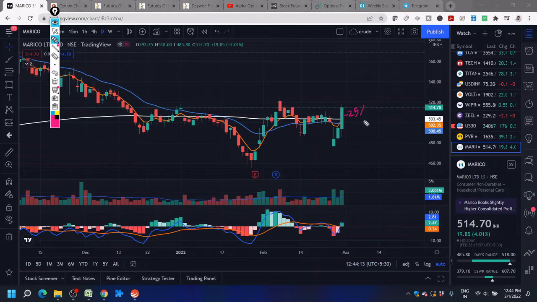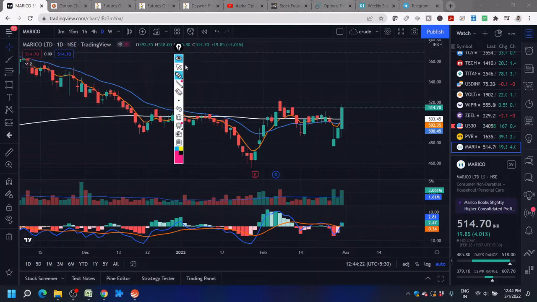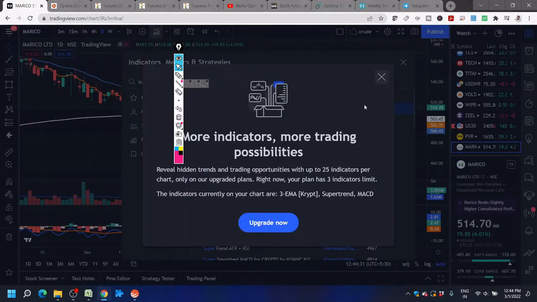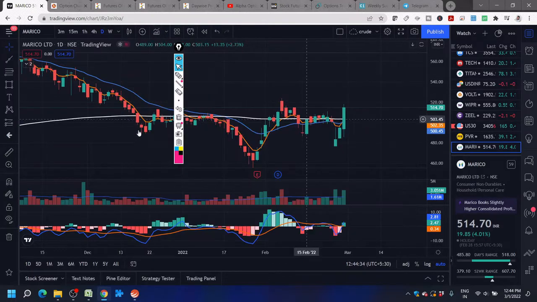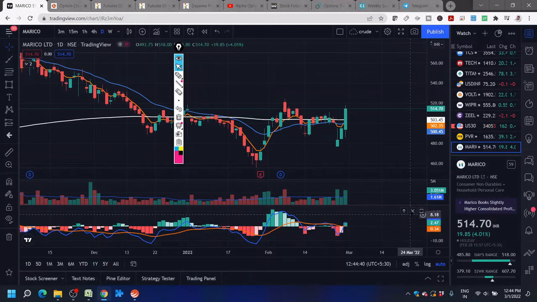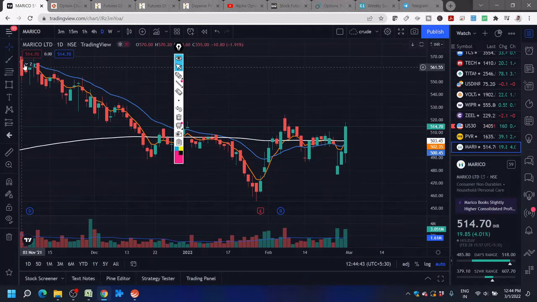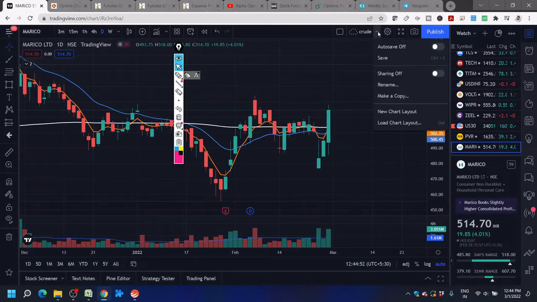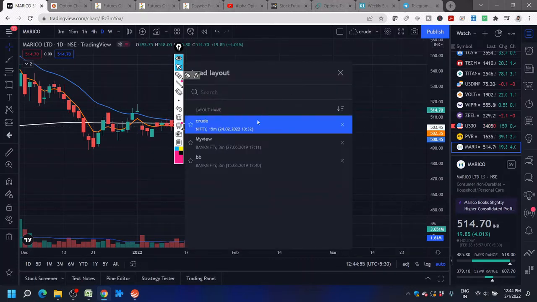On this stock, you can continue along with these moving averages, or you can also use a super trend tool, which I will show you how to add. On TradingView you can just go to super trend and add this tool here. I'm already having 3 tools, so it won't allow me to do that. So maybe I can get rid of one, or we can load our chart layout, which is this one.